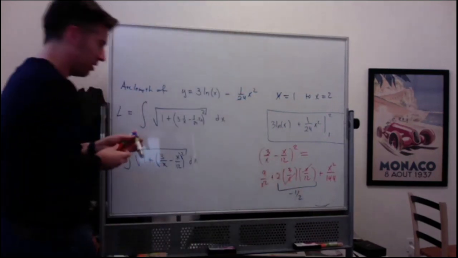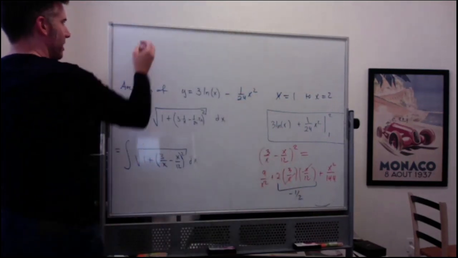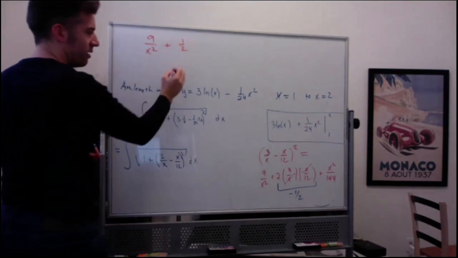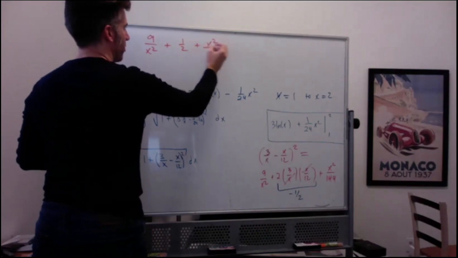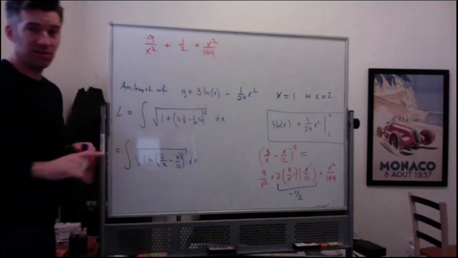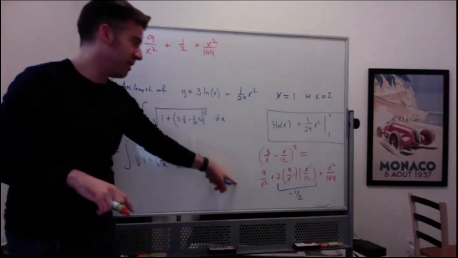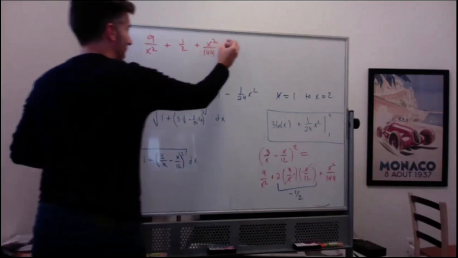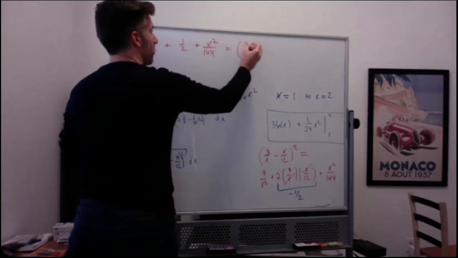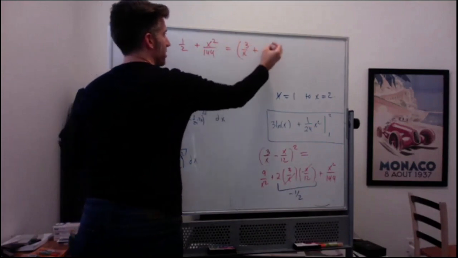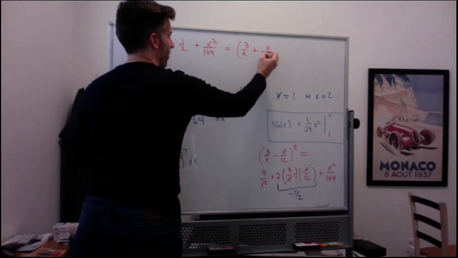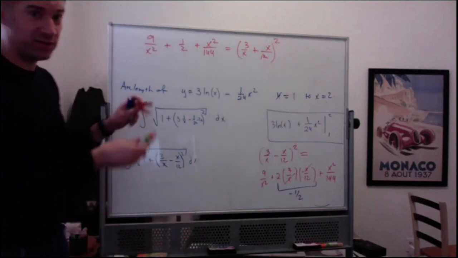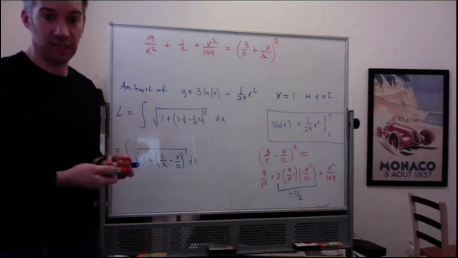So if you add 1, here's what you're going to get. You're going to get 9 over x squared plus 1/2 plus x squared over 144. And here's the thing, that exactly factors back like it was before, except the sign in the middle has changed. This is exactly equal to 3 over x plus x over 12, squared. I really want everyone to see this because it is a vital thing to see.